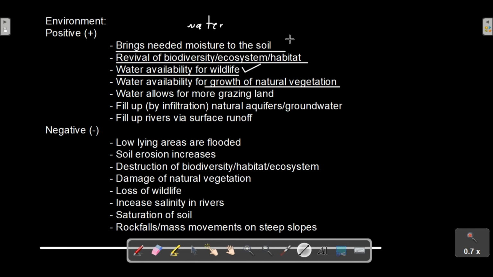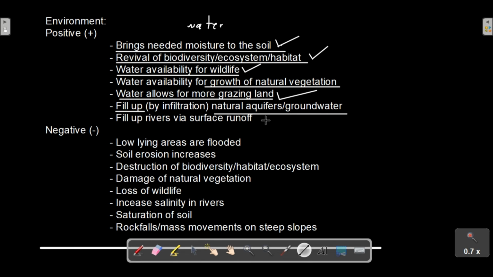So guys, you just need to separate these. Be smart about this. Separate these points when you're writing down. Talk about the biodiversity separately. Talk about the wildlife separately. Talk about natural vegetation separately. Water allows for more grazing land. That's good, because grass needs water, and so if you have grass, then the animals that you are rearing will, of course, be able to feed on this grazing land.